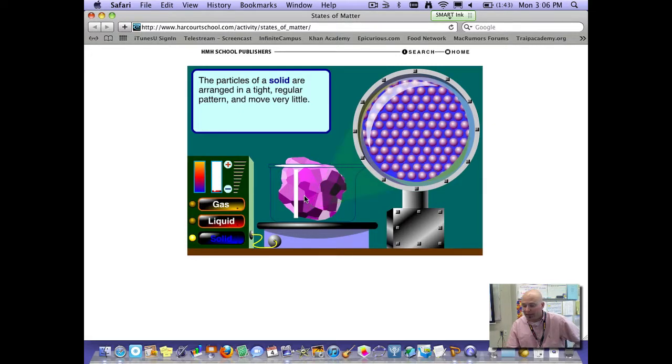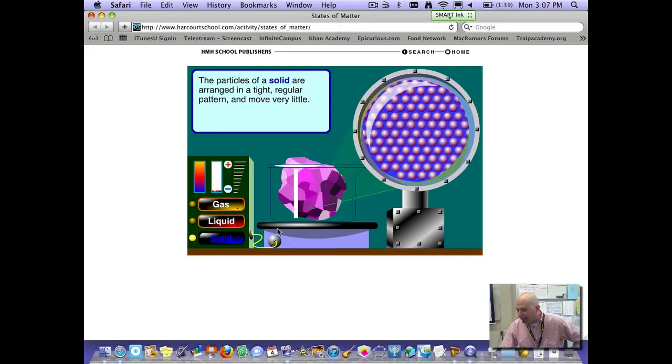If it's something that is normally a gas at room temperature, if you cooled that down to a temperature below the freezing point, of course it would be a solid. But anyhow, we have a solid substance here, and you can see the particles in that solid are in this really tight, regular arrangement. They are moving, and it says that they move very little. They can be moving very rapidly, but they are not moving past each other. They're in this tight, regular arrangement.